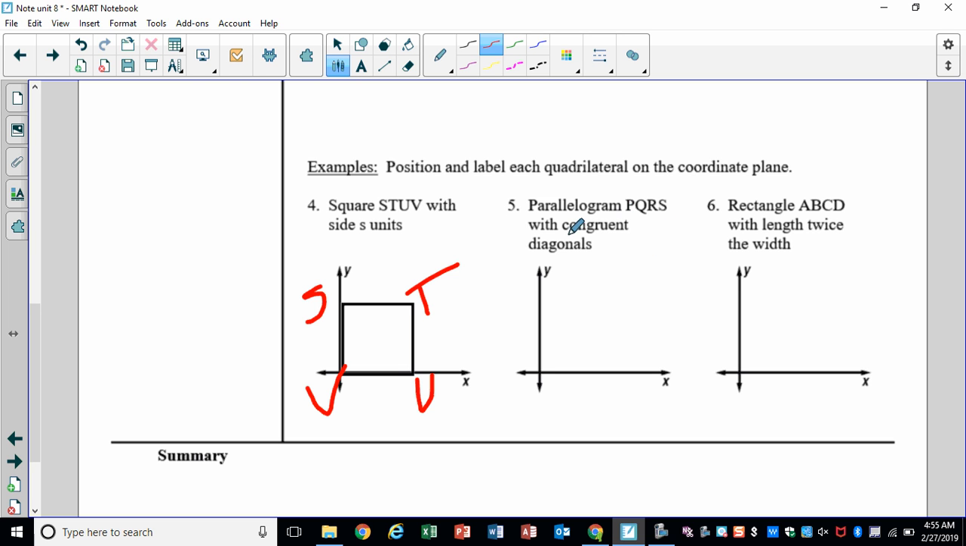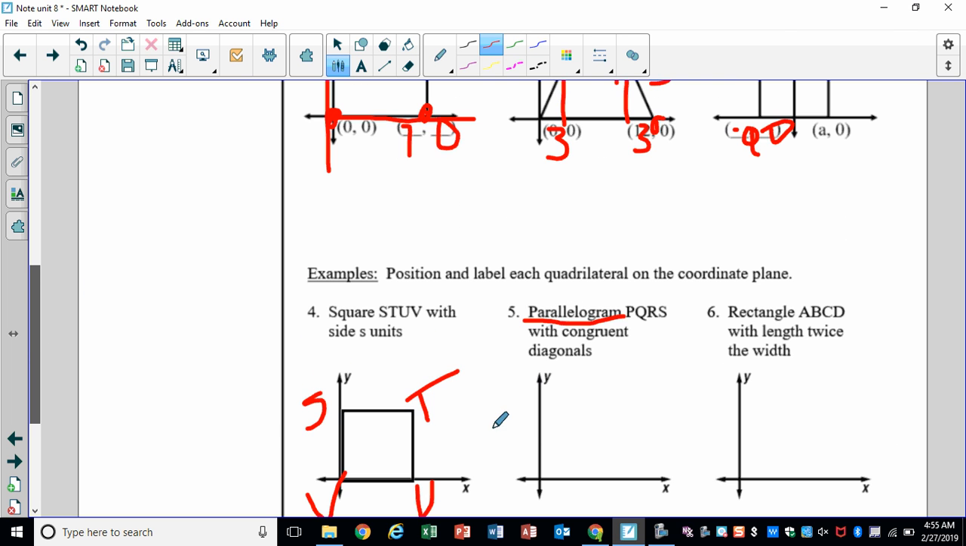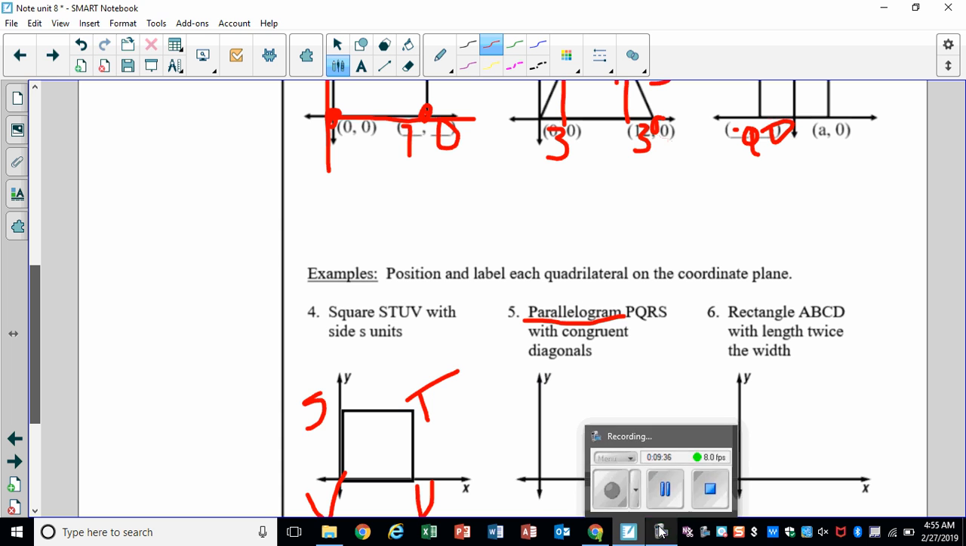Parallelogram PQRS with congruent diagonals. So now I need to create a parallelogram with congruent diagonals. So that means it needs to look like a square. So you just draw it out and then figure it out, okay? So these are the lessons you guys need to know for this unit.